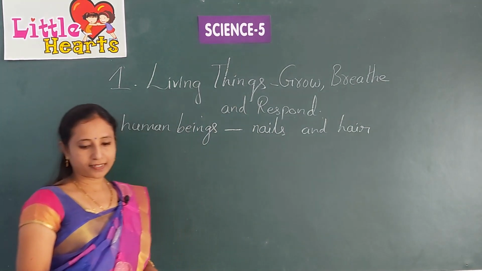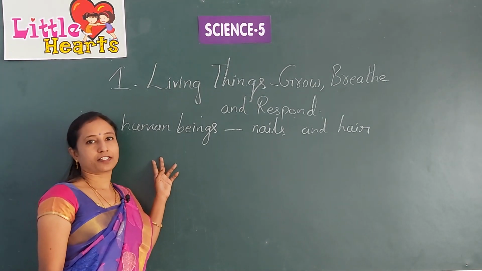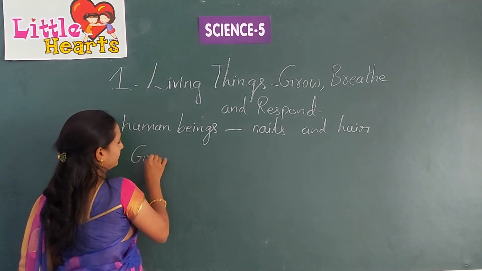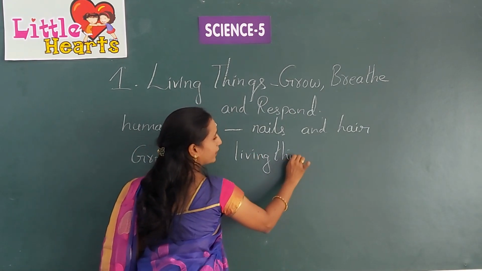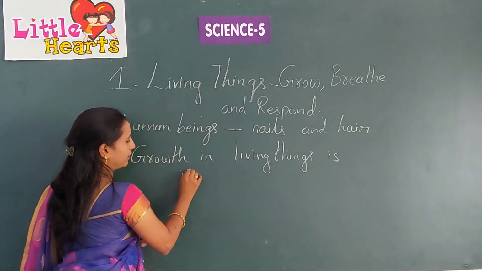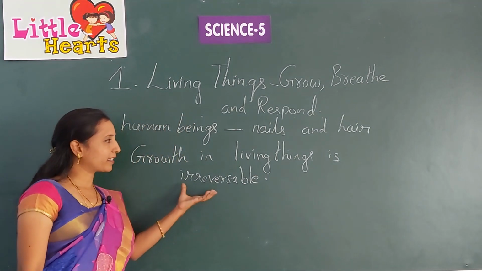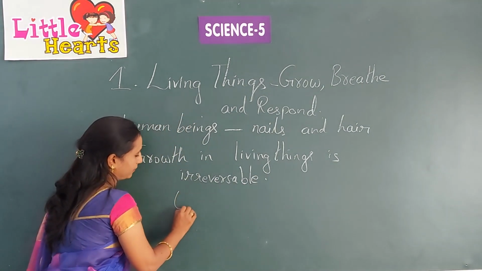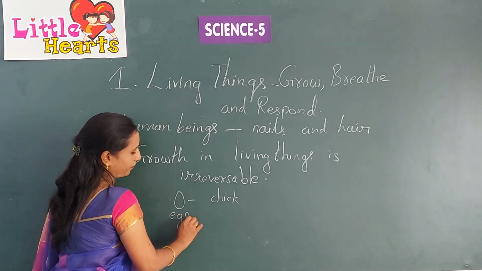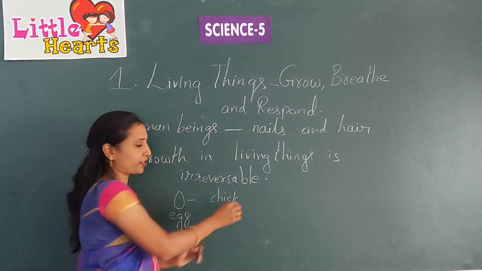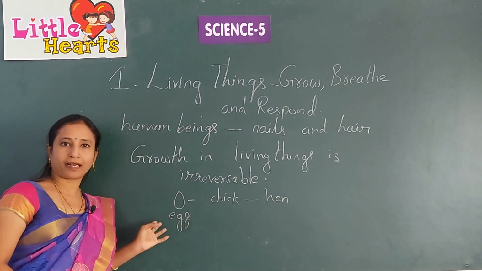Next, growth in living things is irreversible. What is irreversible? For example, if you take an egg, this egg turns into a chick. In previous class, you learnt about this. Egg turns into chick, chick turns into a hen. But can this hen turn back again into a chick and egg? No, it is not possible.